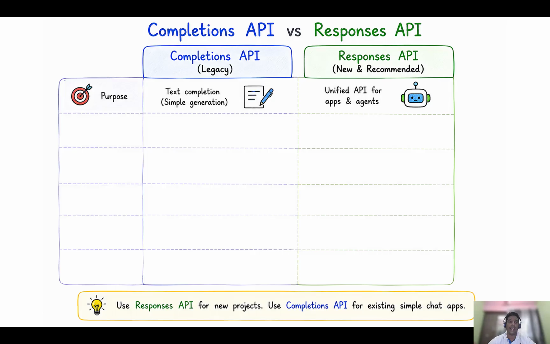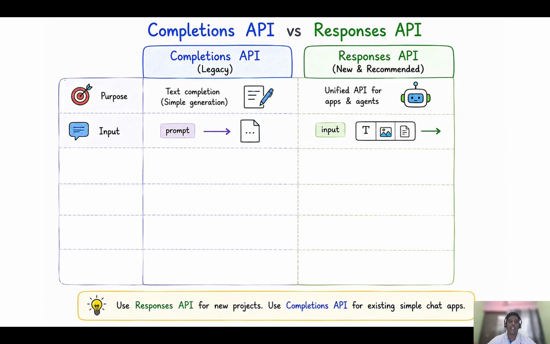That's a legacy API for simple text generation. That means text completion operations. The responses API, that's a new and the recommended API for new applications, and that is a unified API for generative AI applications and the agents.